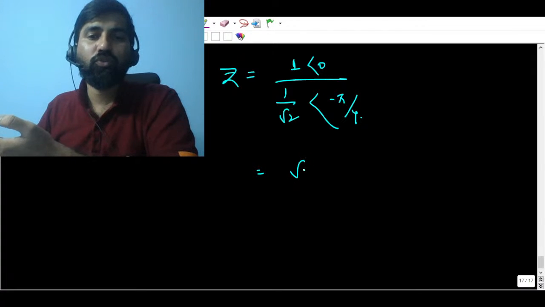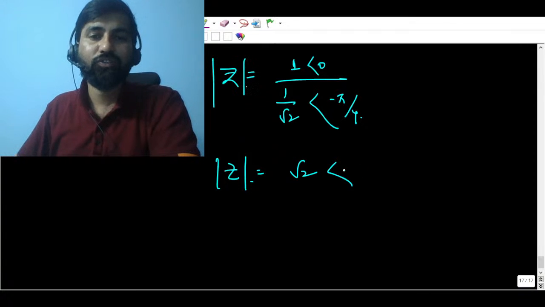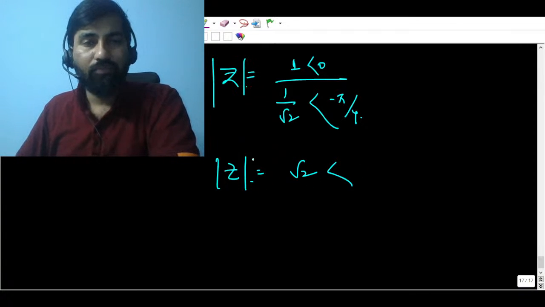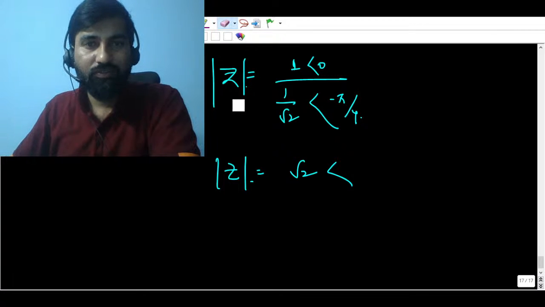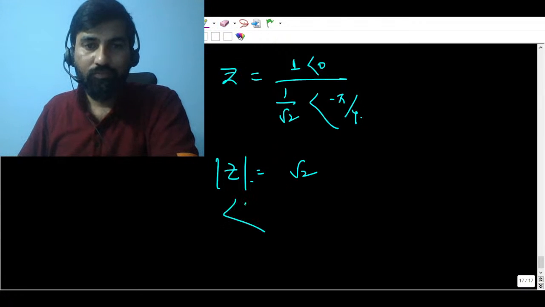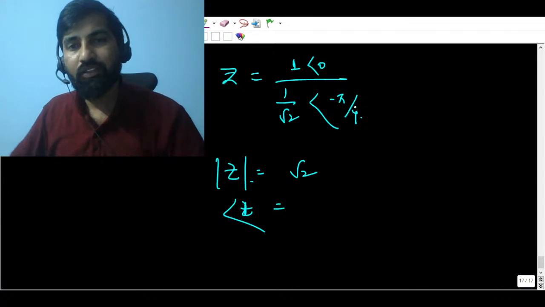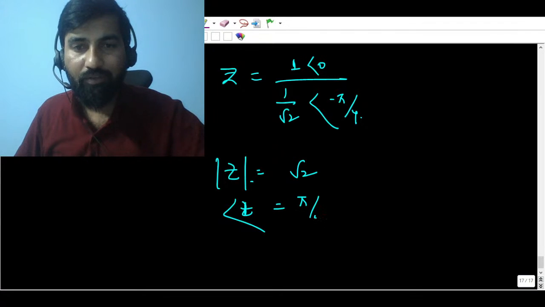This root 2 goes up, right? You are getting the magnitude of this. So you will get the magnitude as what? You will get the magnitude as well as the angle here, right? So now you will get the magnitude root 2, and the angle will be what? Angle of Z will be, this minus sign will go up, so it will be pi by 4.